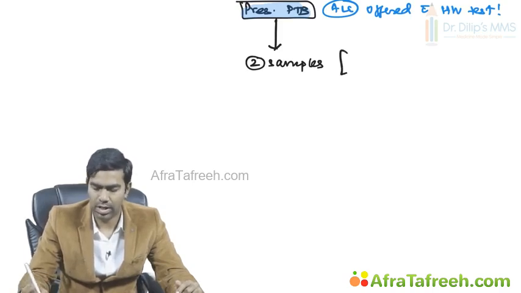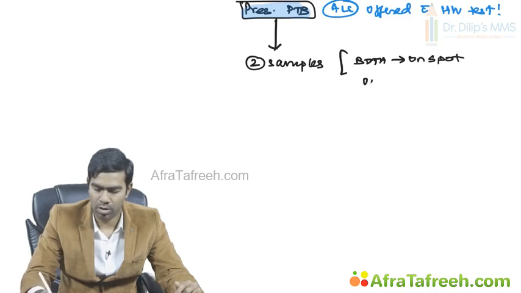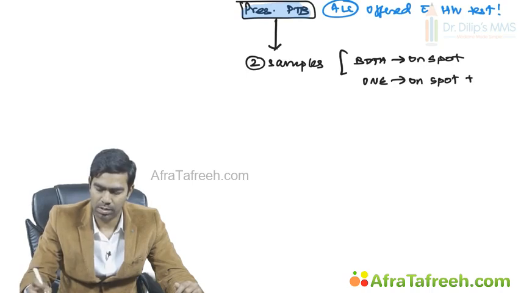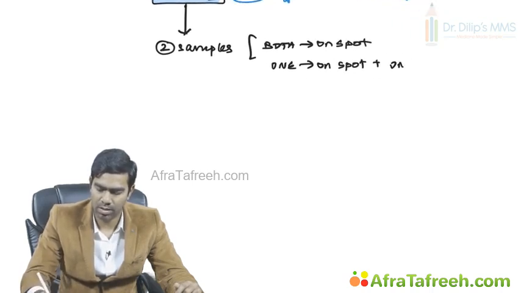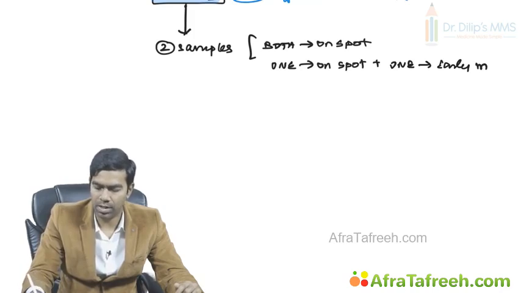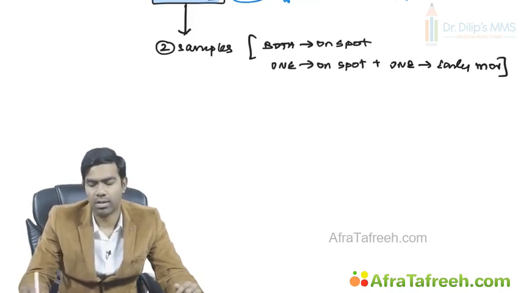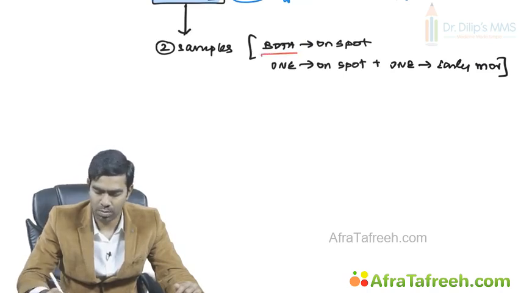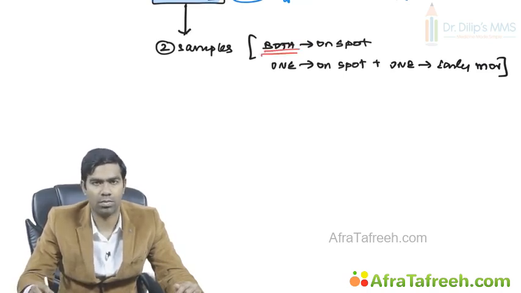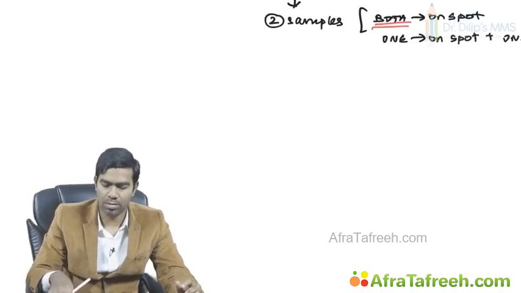In that the guidelines suggest that both can be on-spot samples, not a problem, or one can be on-spot plus another one can be early morning sample. This is what is preferred actually. But if you feel that the patient may not turn back again, you can get both the samples on spot also. That is to avoid the loss of follow-up. That is why. So anyway, 2 samples will be obtained.